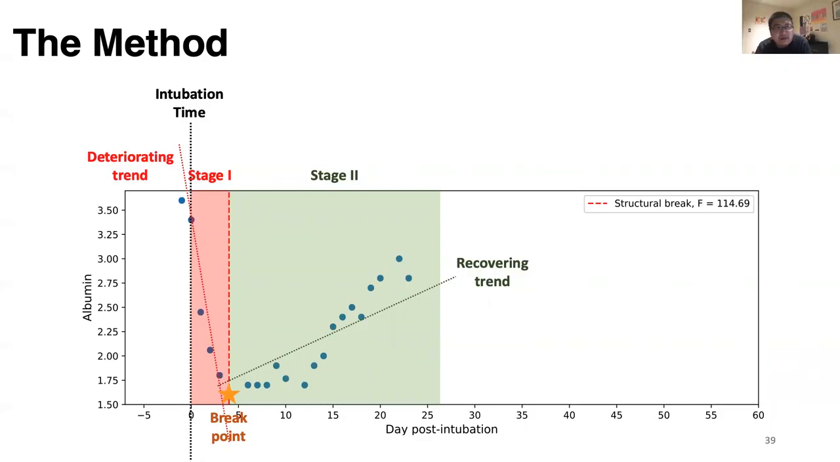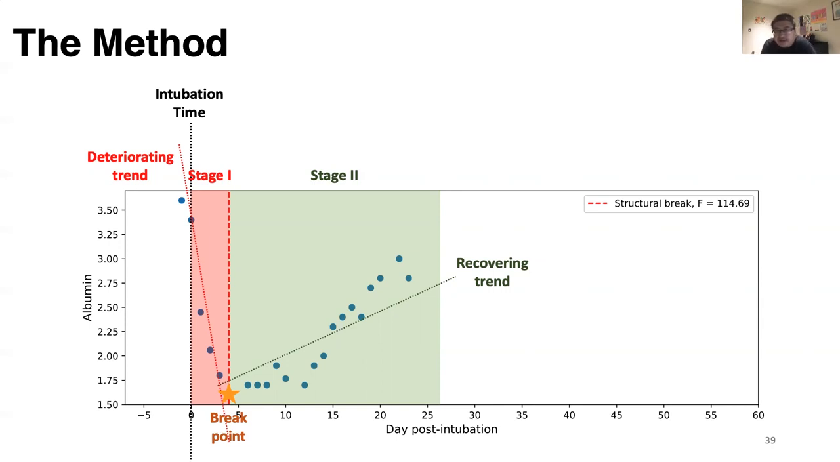So we derived an algorithm shown in this paper. Clearly there will be an albumin deterioration trend at the beginning after the intubation, and for the survivors, they are going to become recovering. So the albumin level is going to increase. We can think of it as a two-stage process. And we derived an algorithm based on the Chow test to detect the albumin trajectory breakpoints, which is a transition point between the deterioration trend and recovering trend for each patient.